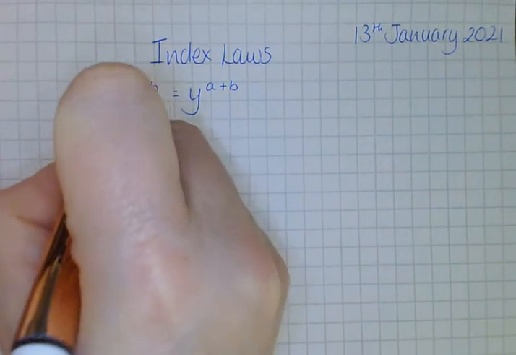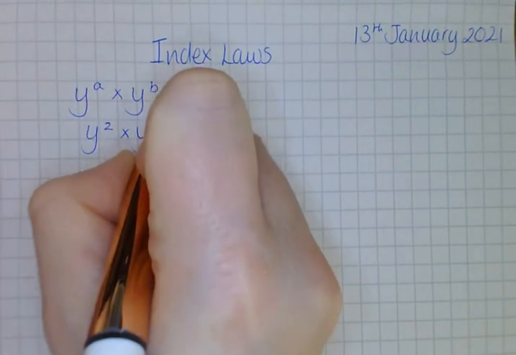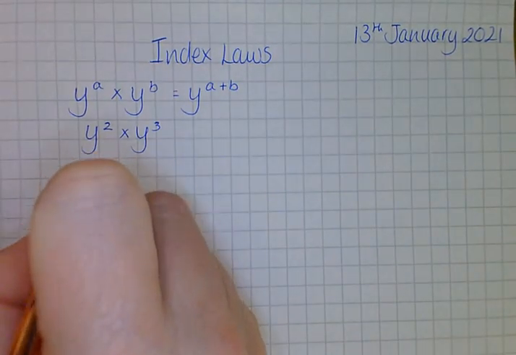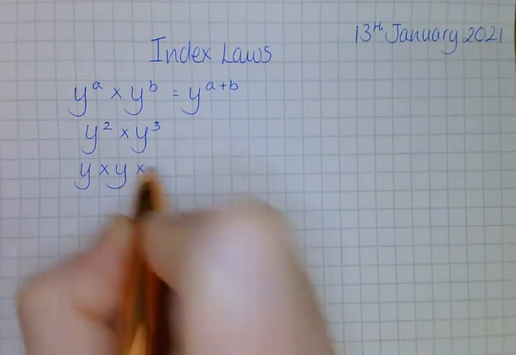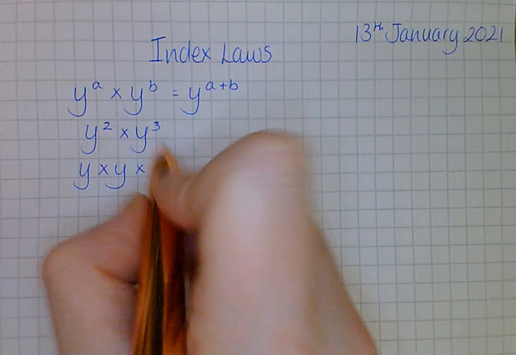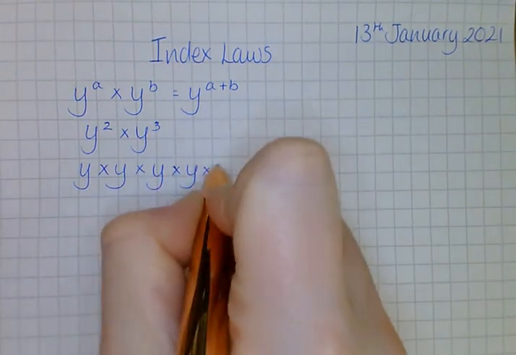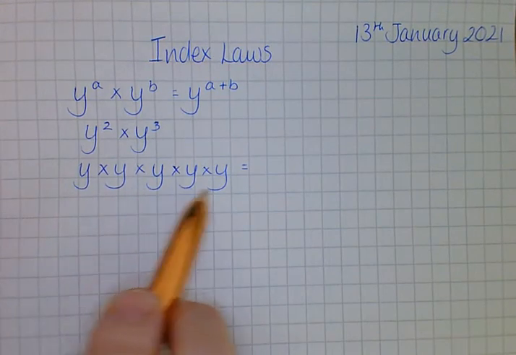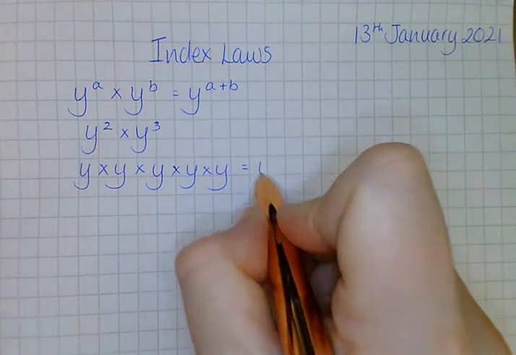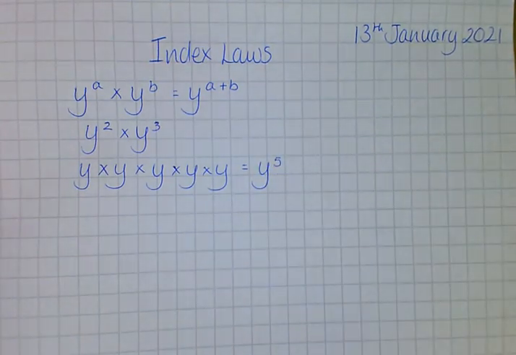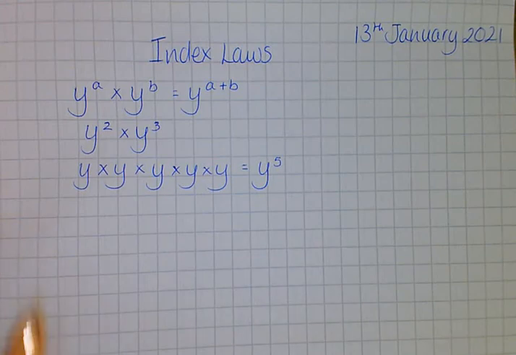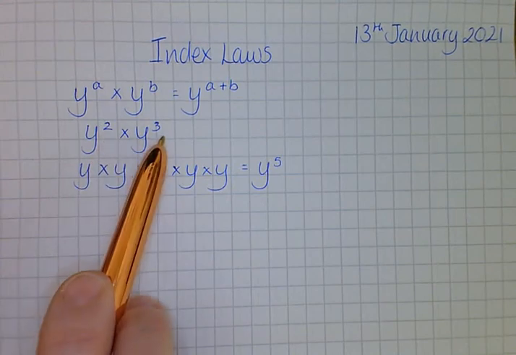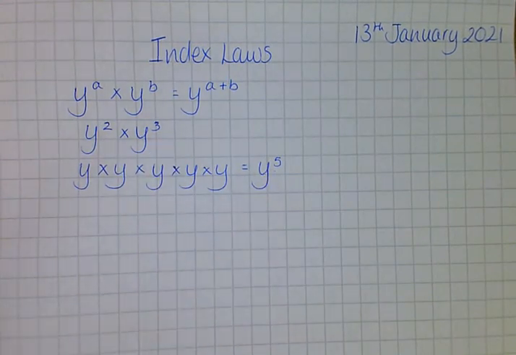If we had y to the power of 2 multiplied by y to the power of 3, we know that y to the power of 2 is y squared, which is y times y. And then we're multiplying that by y cubed, which we know is y times y times y. Now we can see that we're multiplying y by itself 5 times here. So we could write that in index notation as y to the power of 5. So you can see there why it works that we add the indices. So 2 plus 3 gives me the 5 there.